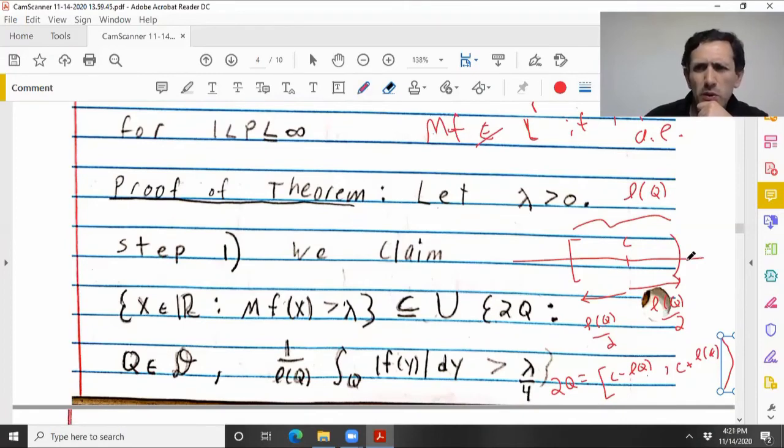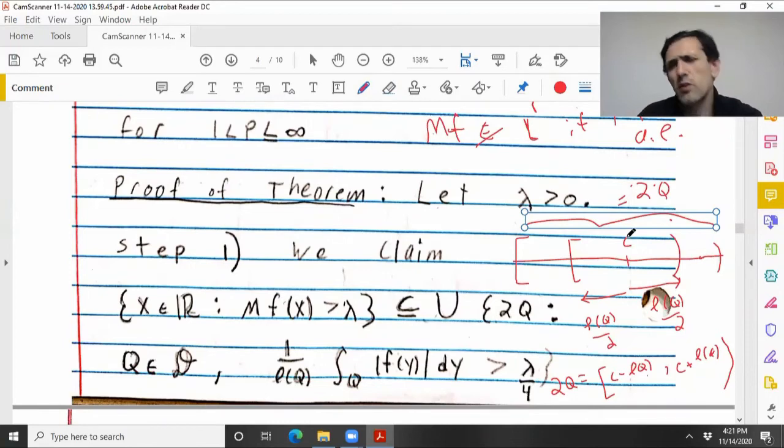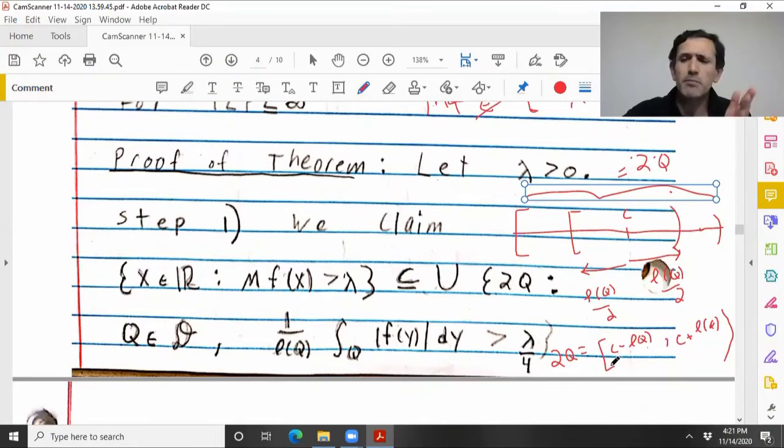So in other words, this whole thing here is 2Q. And this distance here would be LQ over 2, LQ over 2. So this whole thing here is the length of Q, and the whole length is 2 times the length of Q. So again, 2Q is the same as Q, same center, except twice the side length.